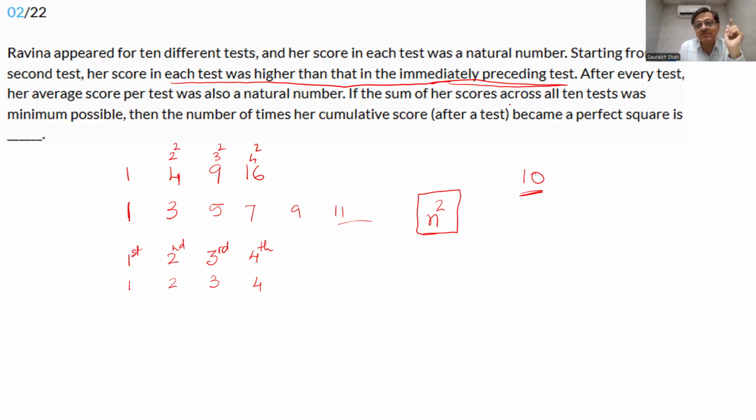The question is, if the sum of the scores across all the 10 tests were minimum possible, then the number of times her cumulative score becomes a perfect square. All the 10 times. So the answer to be entered is 10.